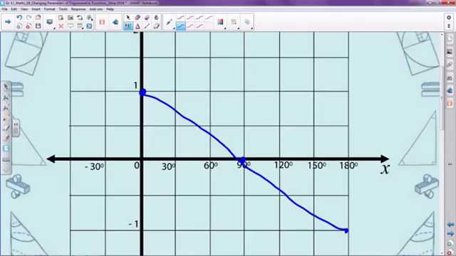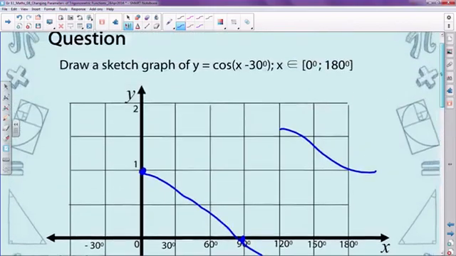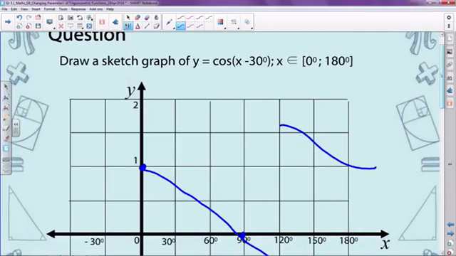Hey, looks like a straight line. But you'll see it should be curving, guys. Right? Practice that. Yeah. So something like that. It's curving. But now what I want us to look at is you've got x minus 30.